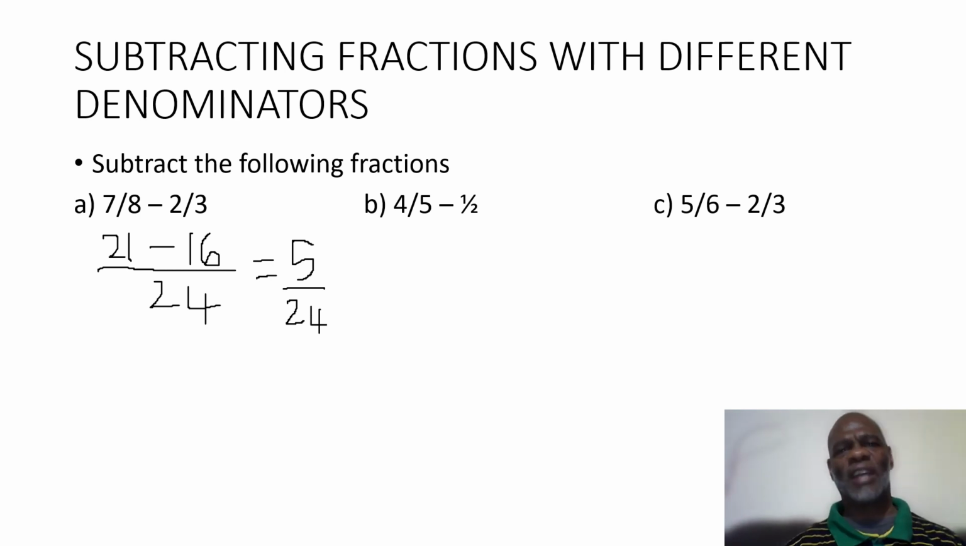And then you can go ahead and work on the others for yourselves. So you have 4/5 minus a half. So the LCM here would be 10. And the LCM here would be 3 times 6 is 18. No, or 12. 6 can go into 12, and 3 can also go into 12. 3 into 12 is 4 times, 6 into 12 is 2 times. So you can go ahead and work on those for yourselves.